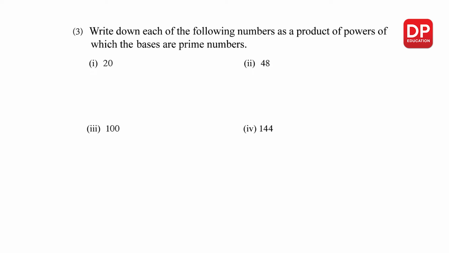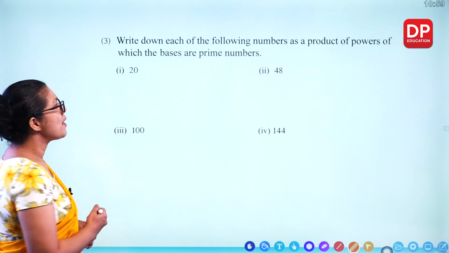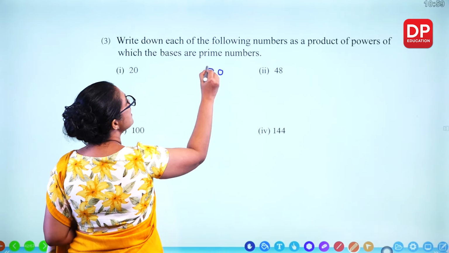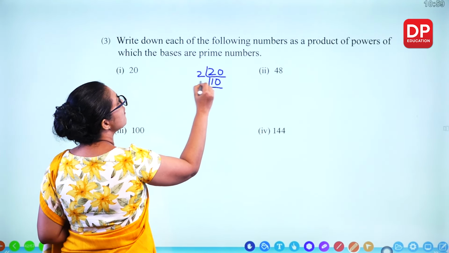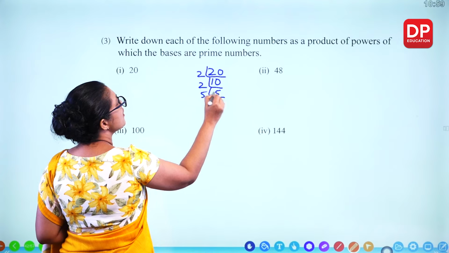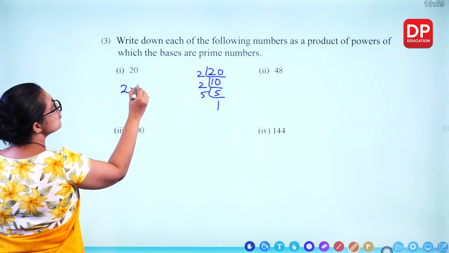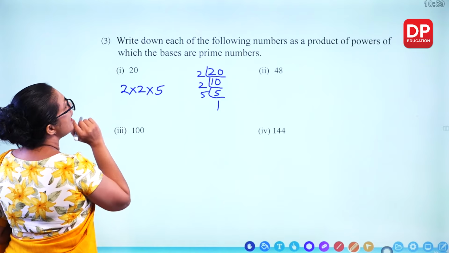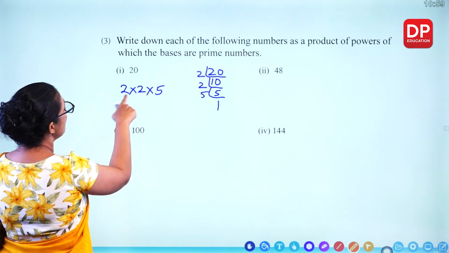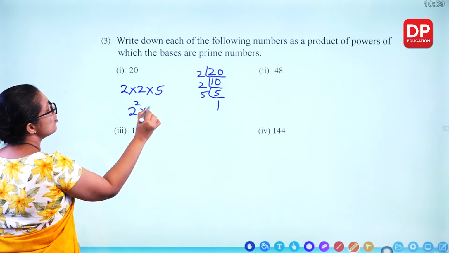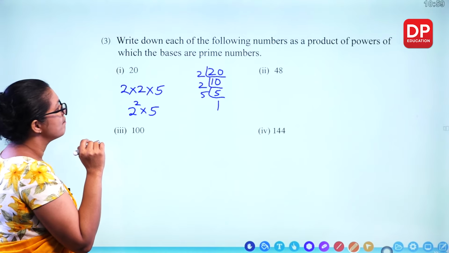Question number 3. Write down each of the following numbers as a product of powers of which the bases are prime numbers. So you have to find out the prime numbers. Take 20, divide by 2, divide by 2 again, and you can divide by 5. So how can you write 20? 2 times 2 times 5. And we can write as 2 to the power 2 and 5.